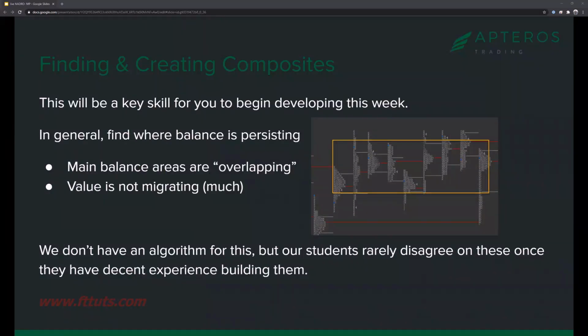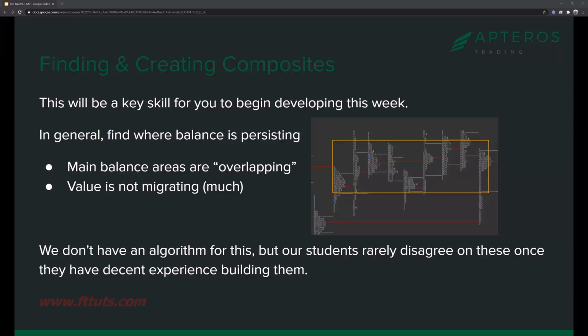Finding and creating composites is going to be a key skill for you to develop this week. Find where balance is persisting. Okay, how do we do that? Look at where the main balance areas are. Forget value for a moment, okay? Just look at where those fat distributions are really overlapping, where the value is not migrating much. It might migrate a little, but it's not like gapping higher by 5 points, or 50 points. Those aren't even touching remotely, so there's no balance there.